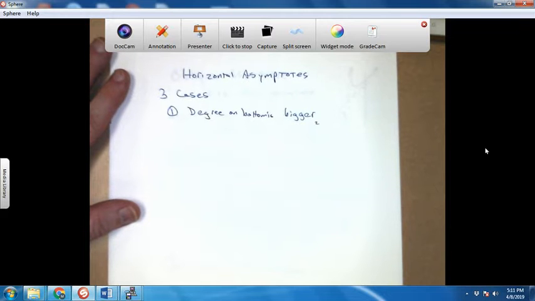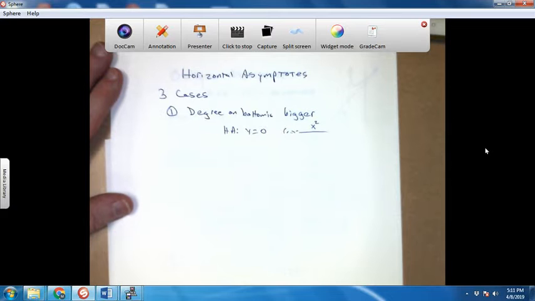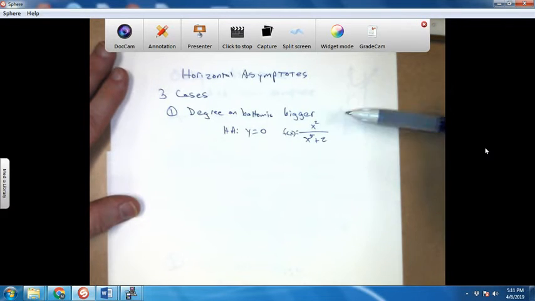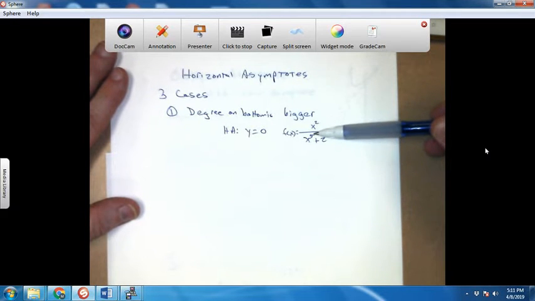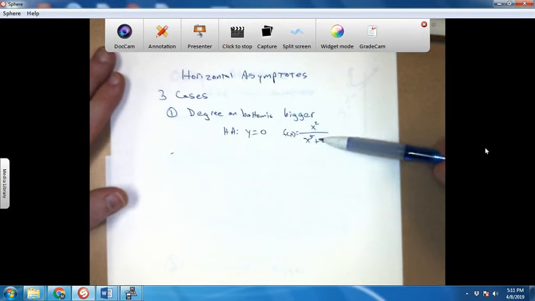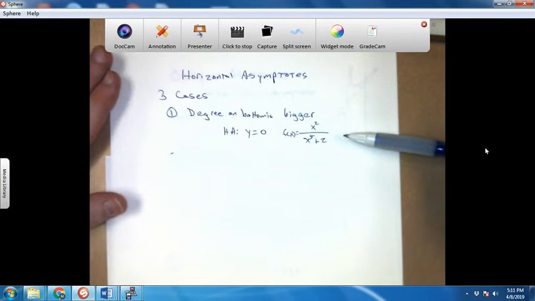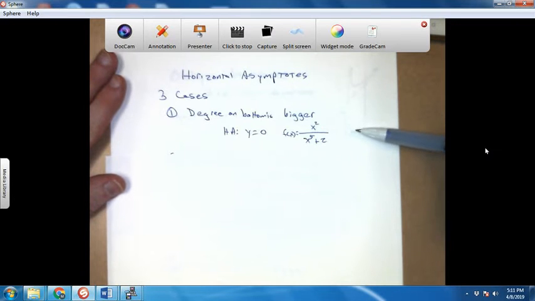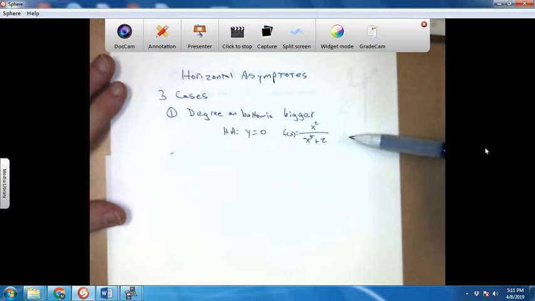One is if the degree on the bottom of the fraction is bigger. When that happens, the horizontal asymptote is y equals 0. In this case, I have x squared on top, I have x to the fifth on bottom. As the bottom of this fraction gets bigger faster, this equation is getting closer to 0. So as x gets really big, y gets really small. That's why that works that way.